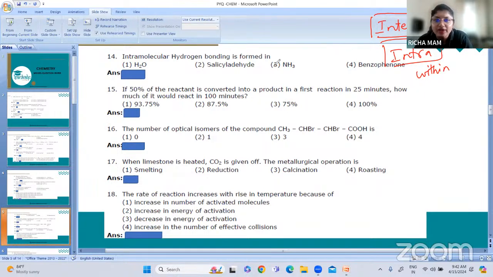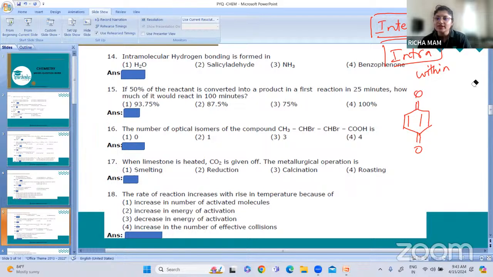Intramolecular hydrogen bonding is found in water, salicylic aldehyde, ammonia, or benzophenol. So let me write the structures. So this is your benzophenol.